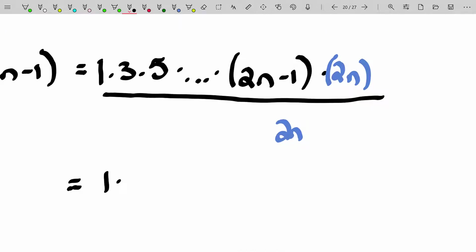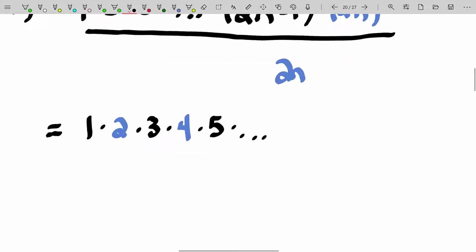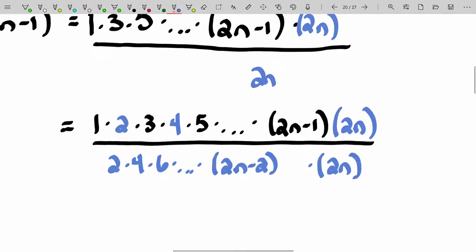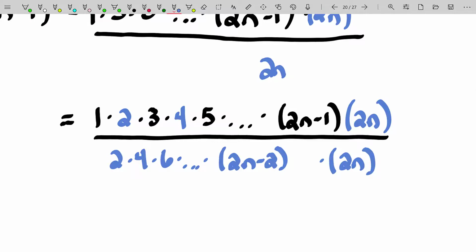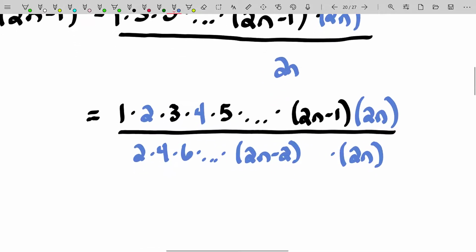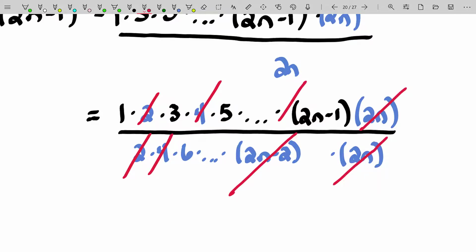I want 1 times 2, then times 3, times 4, times 5. You can see I'm in blue, including some extra numbers that were not here originally. And I've offset all those multiplications in the numerator by division here, so I include them in the denominator. In reality, we still have the same 1 times 3 times 5 all the way up to 2n minus 1, because you could cancel if you wanted to these 2's, these 4's, the 6, the 2n minus 2 that's right before here, and the 2n and the 2n. All of those can be canceled. This has not really changed the value of this fraction.